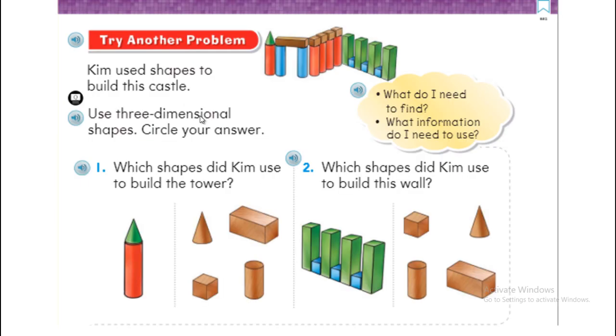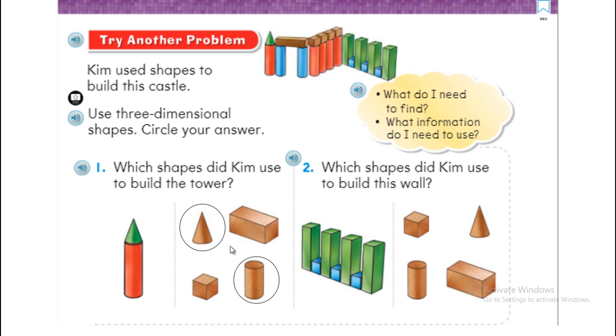Open the next page. In this problem, Kim used shapes to build his castle. This is the picture of Kim's castle, and he used the 3D shapes to build it. Now, we want to circle the answer in number 1. Which shapes did Kim use to build the tower? This part here is a tower. Looking at the picture, he only used a cylinder and a cone. So circle the cone and circle the cylinder.